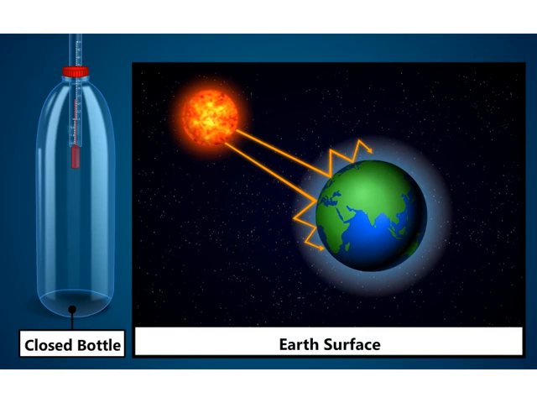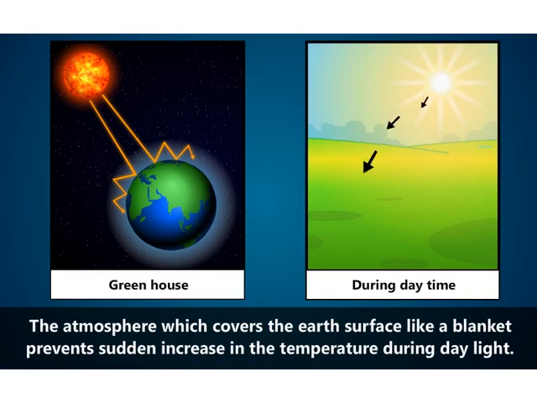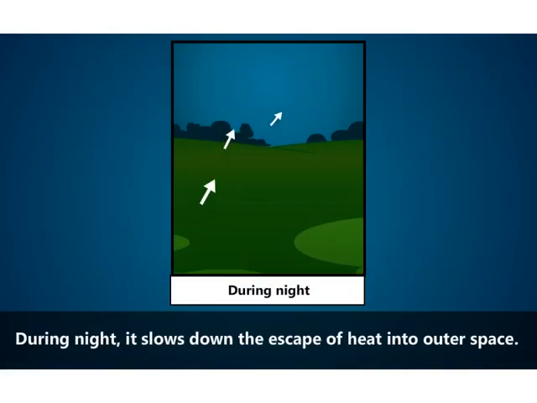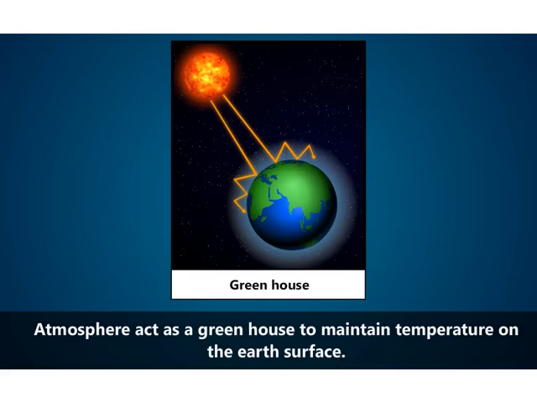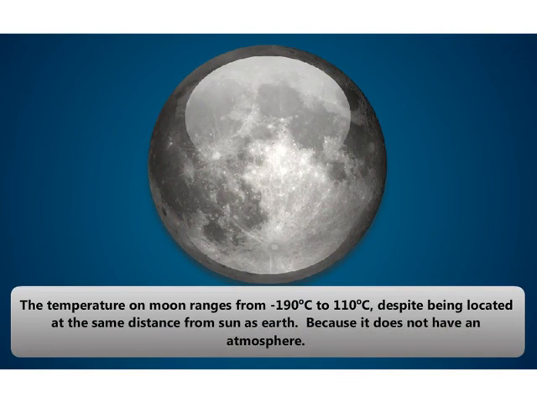This is what happens on the Earth's surface. The atmosphere, which covers the Earth's surface like a blanket, prevents sudden increase in the temperature during daylight. During night, it slows down the escape of heat into outer space. Atmosphere acts as a greenhouse to maintain temperature on the Earth's surface. The temperature on Moon ranges from -190 degrees Celsius to 110 degrees Celsius, despite being located at the same distance from the Sun as Earth, because it does not have an atmosphere.